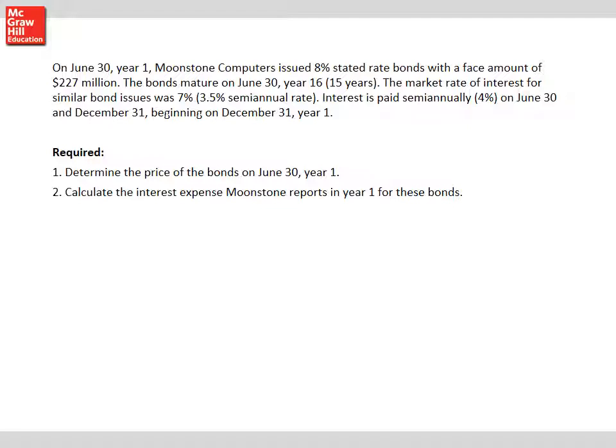Interest is paid semi-annually at 4% on June 30th and December 31st, and the first interest payment will be at the end of the first period, December 31st. We need to determine how much the bonds will sell for on June 30th of year one, the day we're selling them.